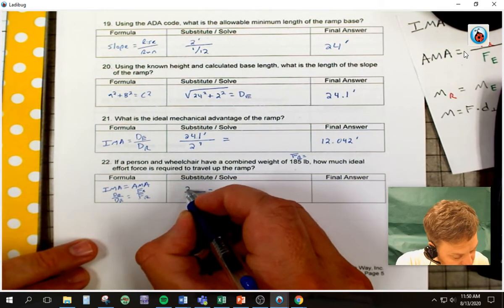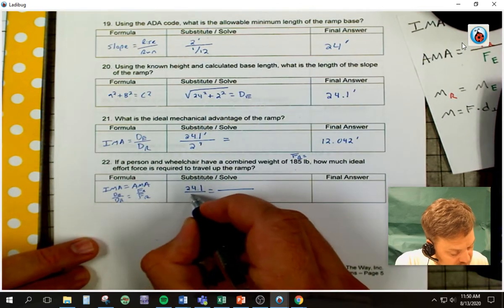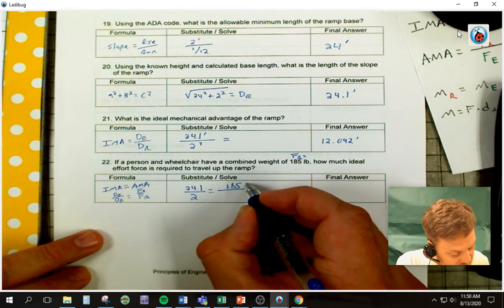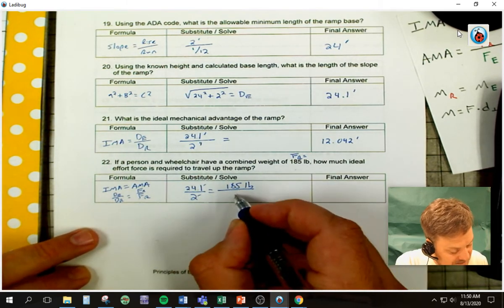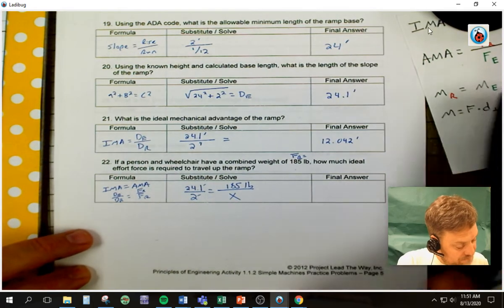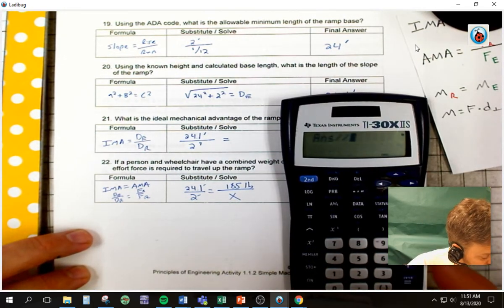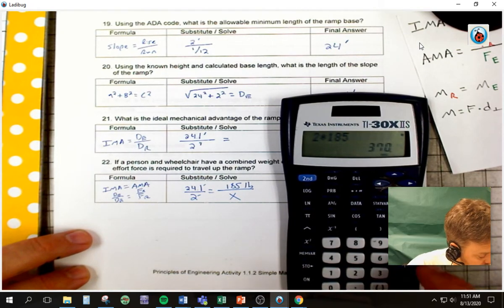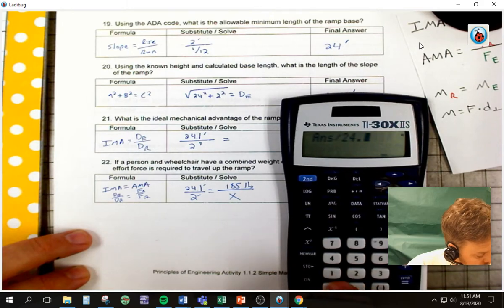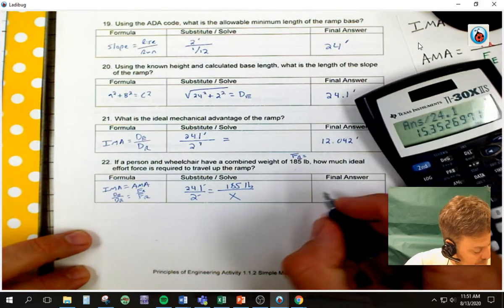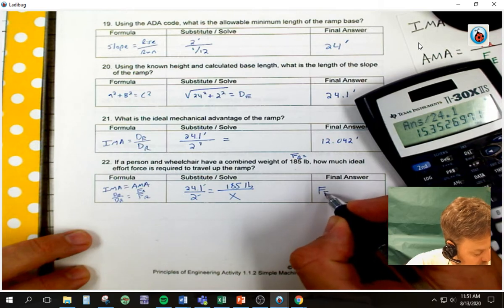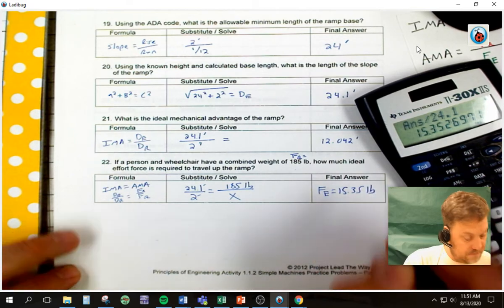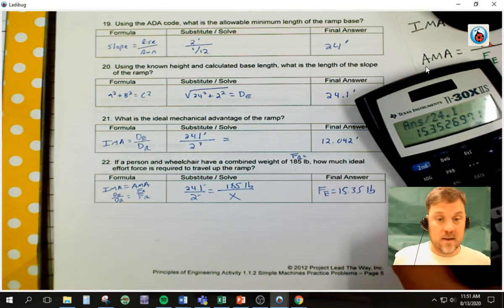Well, we knew that was 24.1. Distance resistance, 2. What is our force resistance? 185 pounds. I guess I should put my units there. Okay, so this is my X, okay? So come over here and I'm going to do 2 times 185, divided by 24.1, equals. So my force effort is 15.35 pounds. And I hope that helps.